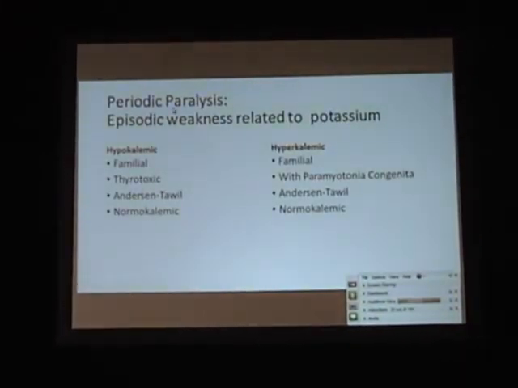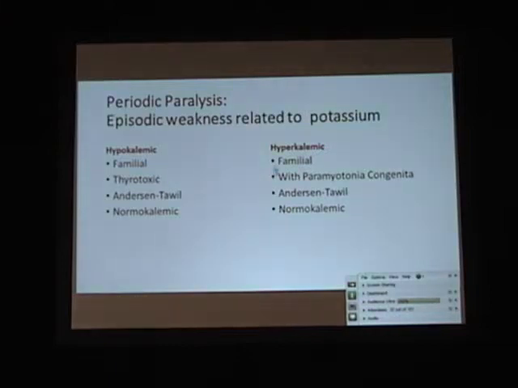So in terms of periodic paralysis, the types that have episodic weakness related to potassium are functionally a list of all of them. So there's familial hypokalemic, thyrotoxic, Anderson-Tawil, and normokalemic. Normokalemic is a little tricky because some people with a normal potassium level feel better if you give them potassium, and some people with a normal potassium level get worse if you give them potassium. So it's unclear where this fits in, and Dr.